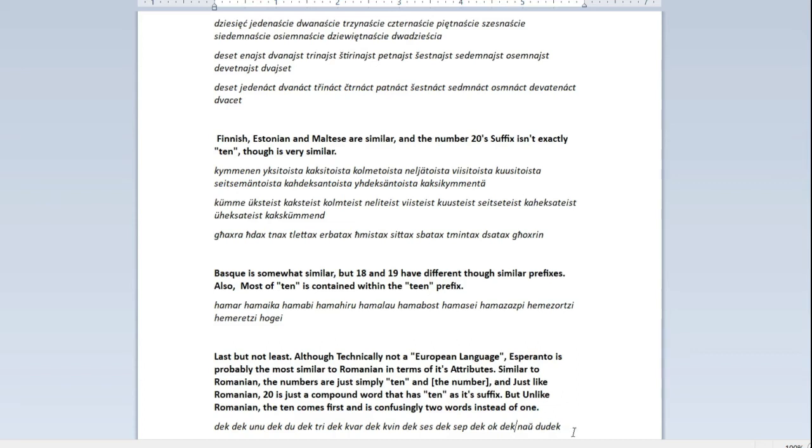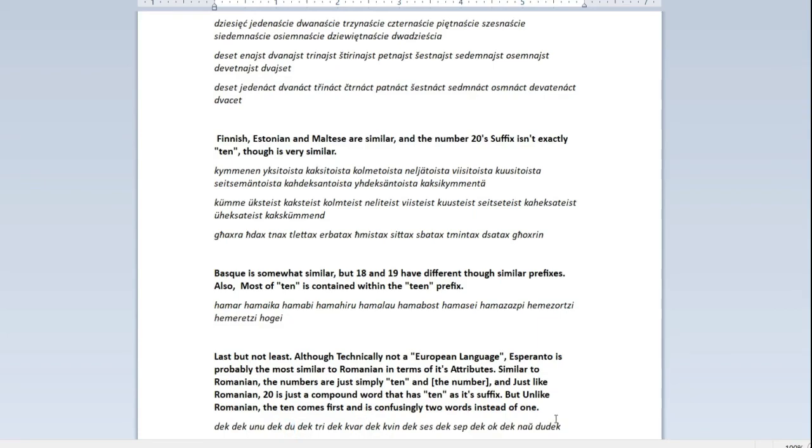And then when you get on to Dudek, which is 20, it's just Dec with Du in front of it, meaning it's 2 tens, I'm assuming. I'm not even exactly sure. Yeah, I mean, it is 2 tens, because Du is 2, so it's just 2 tens. So yeah, very interesting, all of these.